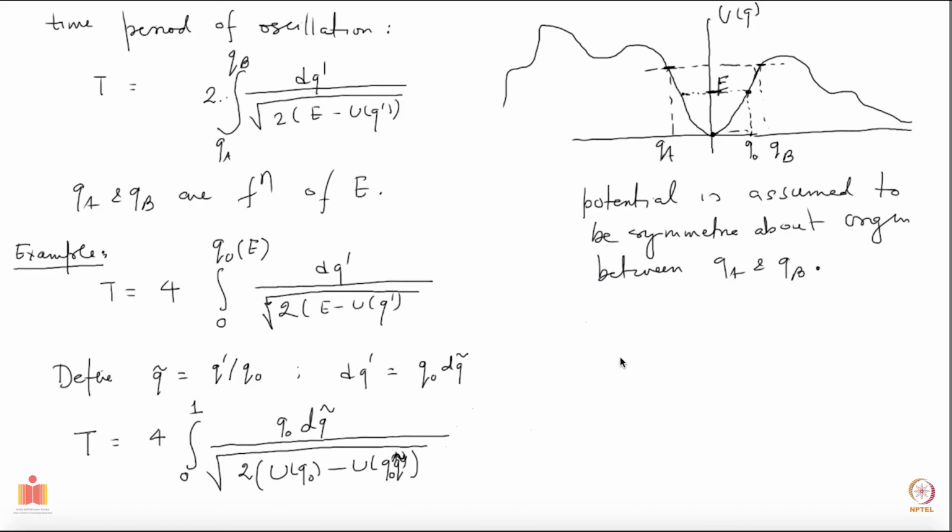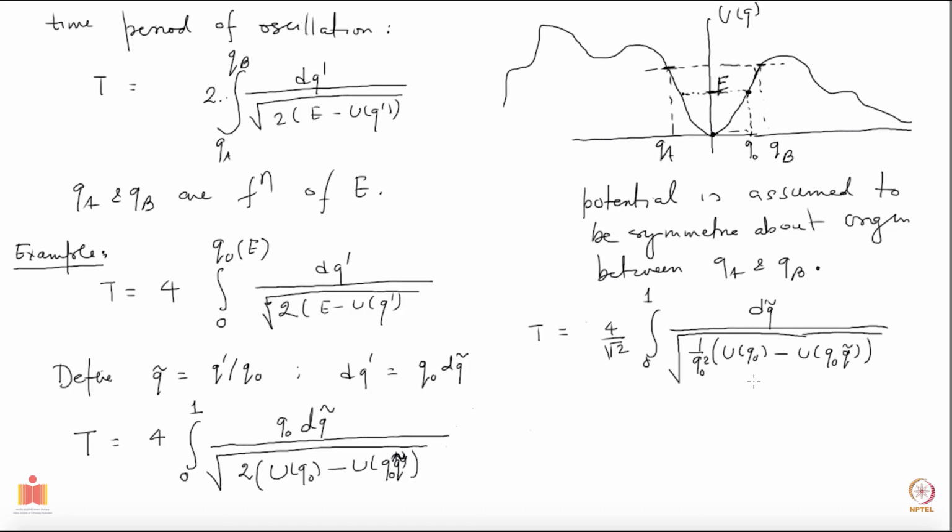Okay, fine. I can write this as T equal to 4 over square root of 2, integral 0 to 1, dq tilde over U of q0 minus U of q0 q tilde. Okay, that's correct. And then you have 1 over q naught square, and this entire thing in the square root. All I've done is put this q0 into the square root here. That's all, nothing beyond that.